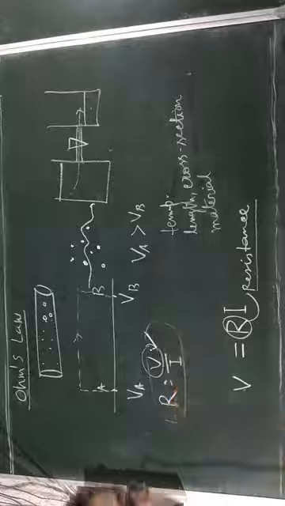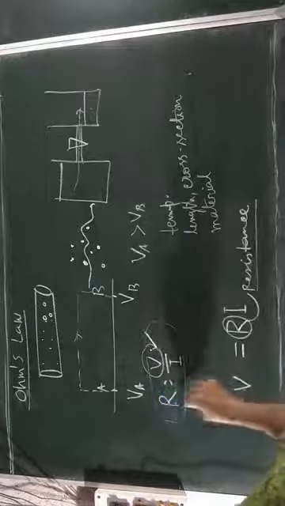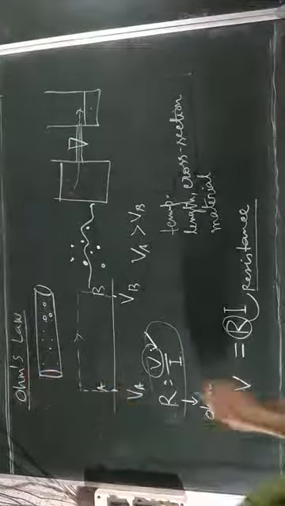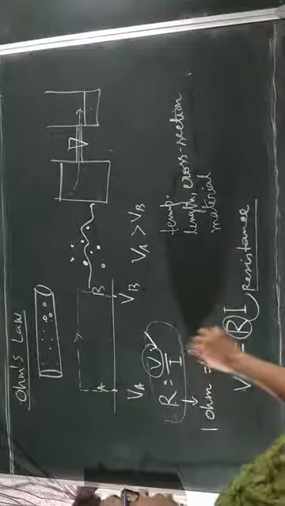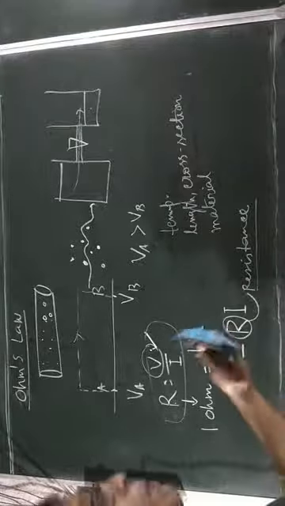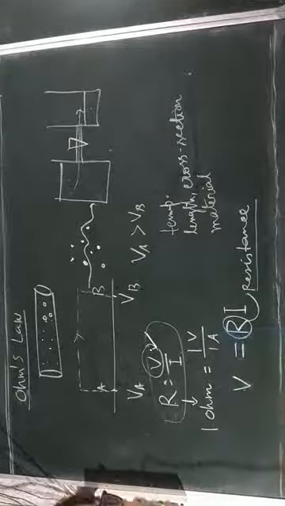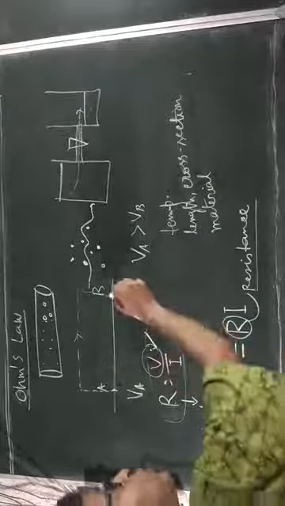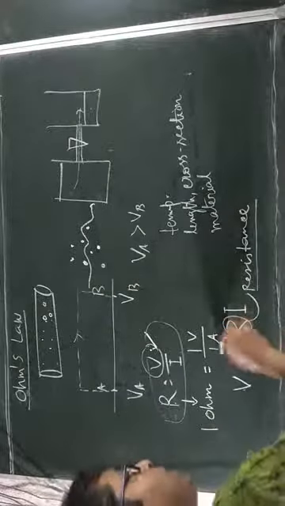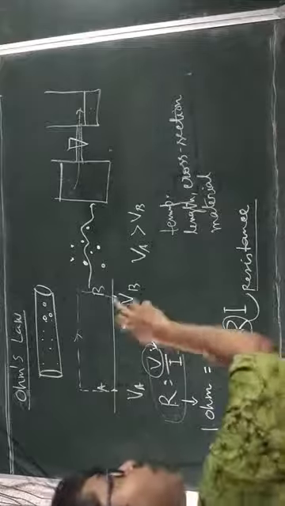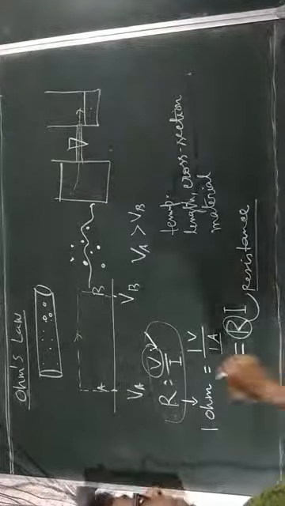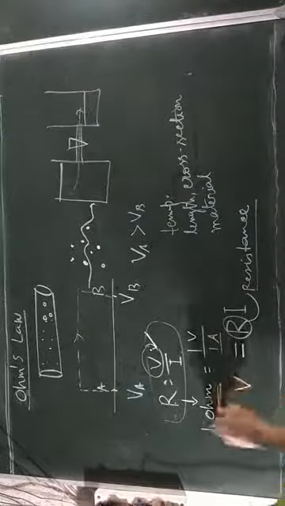Its symbol is already seen as capital R and its unit is ohm, after the name of the scientist, Ohm. So 1 ohm is equal to 1 volt by 1 ampere. That means if we maintain a potential difference of 1 volt between these 2 points, and under that situation, if 1 ampere of current flows through the conductor, then we have to understand that the resistance of the conductor is 1 ohm.